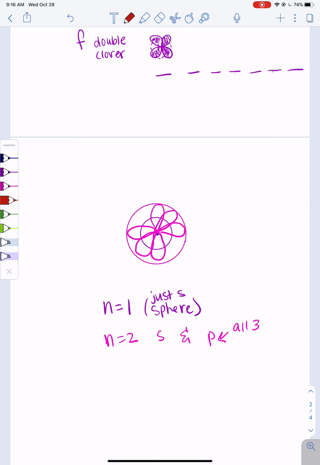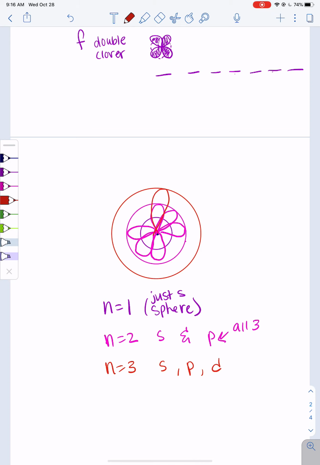So we could go a step further and talk about N equals 3. So this one has a S, a P, and a D. So let me draw my S orbital. Okay, let me move it. I'm not very good at drawing. And then the P orbitals are just going to look the same, but they're bigger. I know this is getting all kinds of ugly.